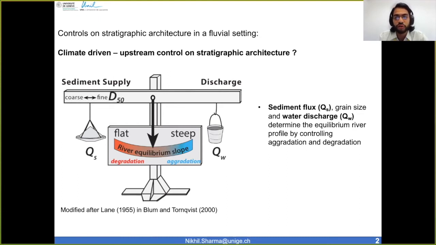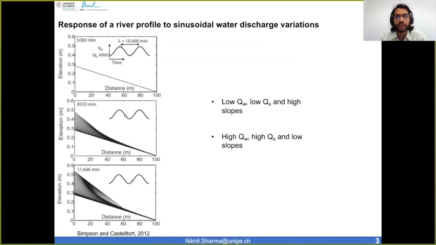One approach of testing this could be through numerical models. And there have been studies which have looked at this already. Here we have an example from the Simpson and Castelltort numerical models, where a 100-meter long river profile is modeled against sinusoidal water discharge variations.